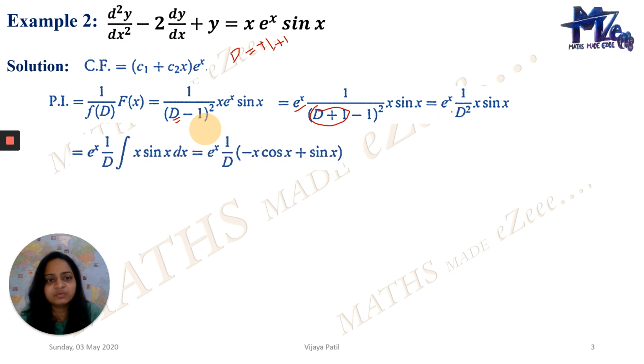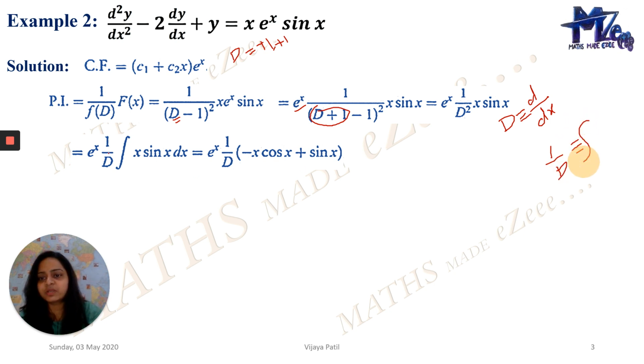What will happen now? This is 1 upon D square, which means I need to integrate. As I have told you in the previous lectures also, D is a differential operator, d upon dx. So what would be the inverse of this? The inverse is nothing but integration, because differentiation and integration are inverses of each other. So 1 by D will give me the integration here.